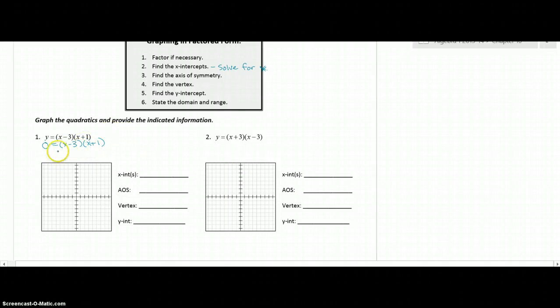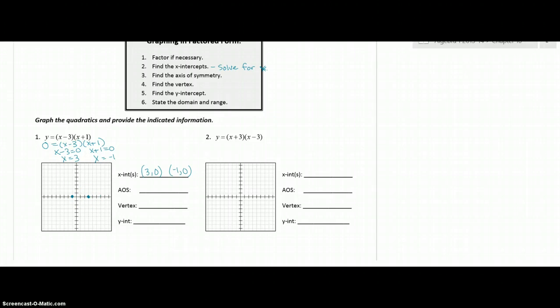So x minus 3 equals 0, and x plus 1 equals 0. Solve that. So for the first one, we're going to add 3 to both sides, and we get x equals 3. For the second one, we're going to subtract 1 from both sides, and we get x equals negative 1. That means that our x-intercepts are (3, 0) and (negative 1, 0). If we plot those on our graph, we've got (negative 1, 0) and (3, 0).